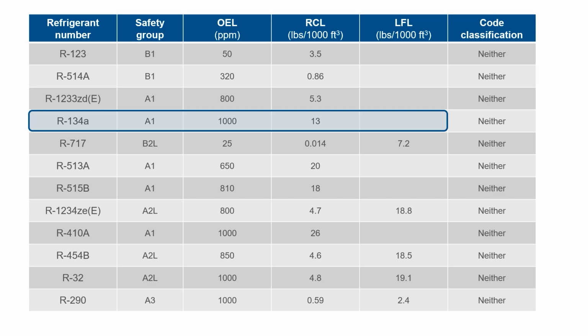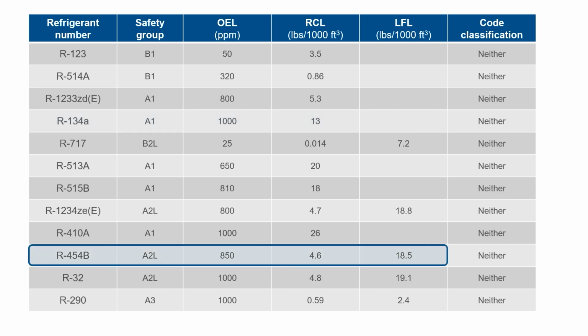It is an A, Class A because its OEL is greater than or equal to 400 parts per million. 134A is flammability Class 1, so it will not propagate a flame and thus has no lower flammability limit. In this case, 134A's refrigerant concentration limit is 13 pounds per 1,000 cubic feet. This RCL value is used to determine compliance with Standard 15, which we'll discuss and explain later in the program.